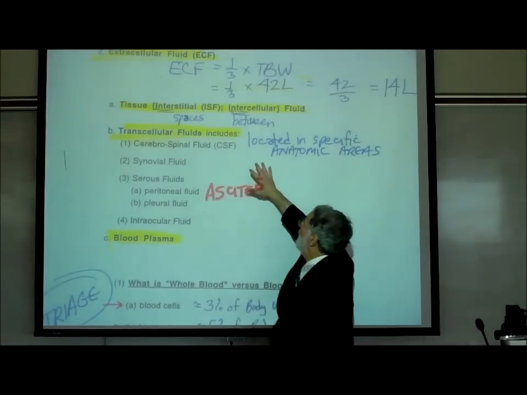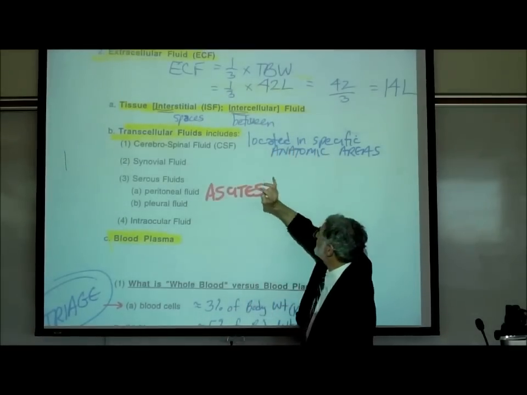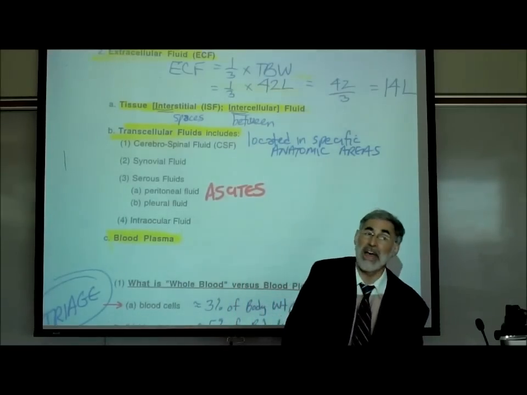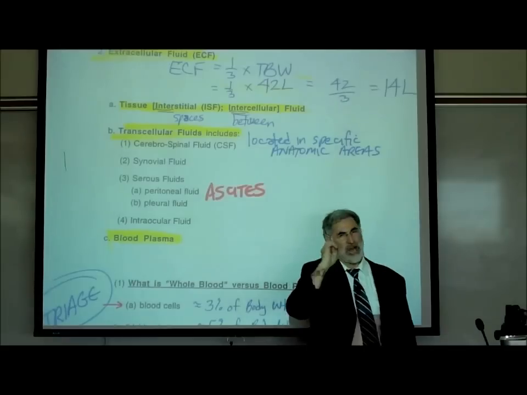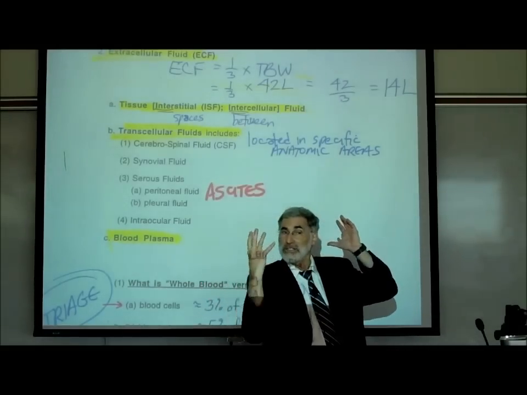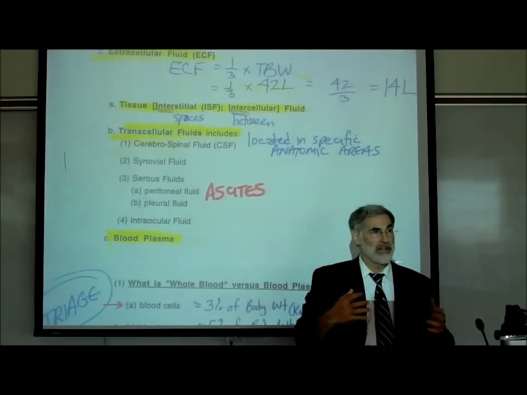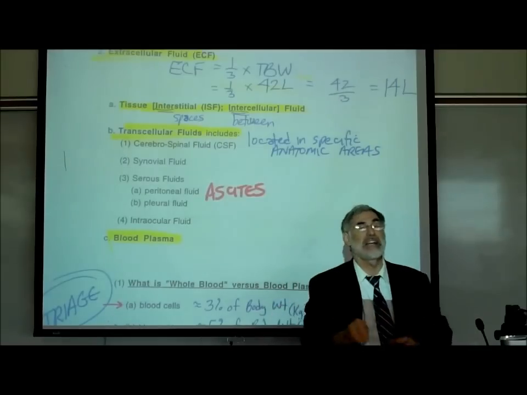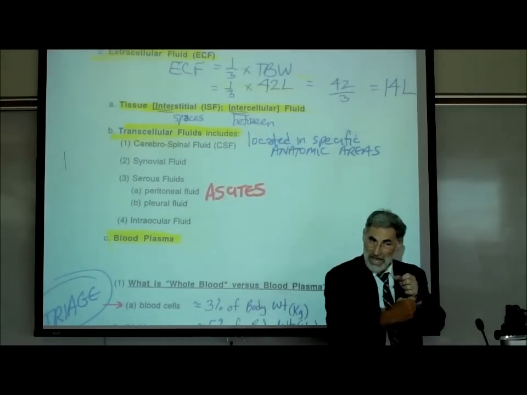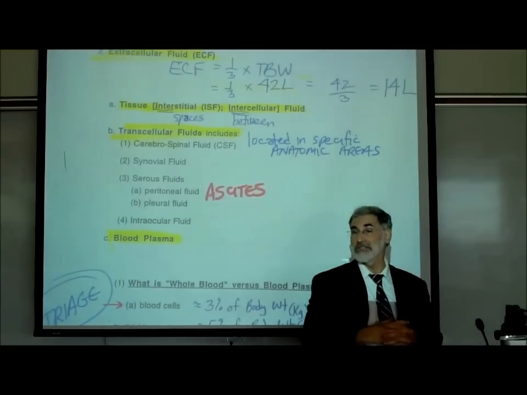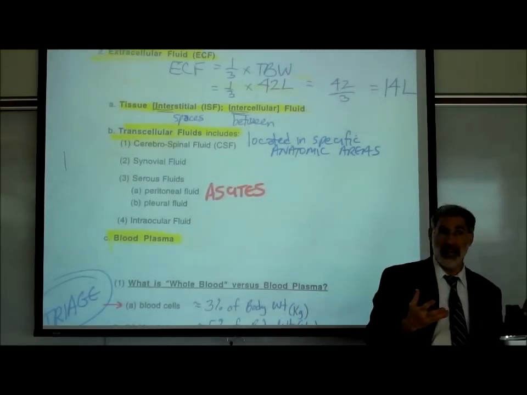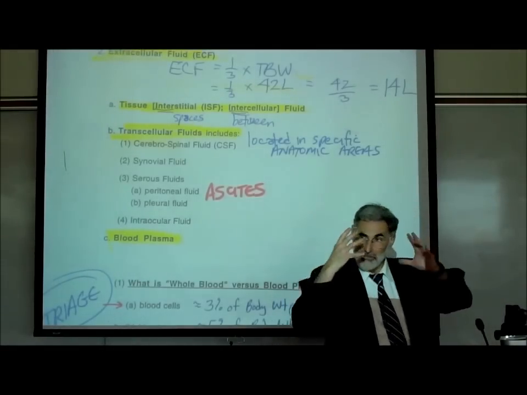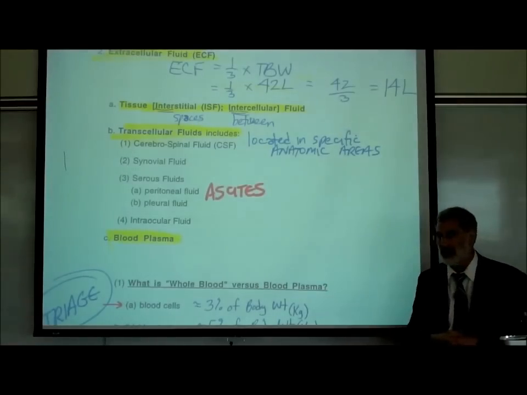Other examples of extracellular fluids located in specific anatomic areas is cerebrospinal fluid. You may have heard of that. Whether you have or not, we'll be reviewing it at another time. That's the fluid on the outside of your brain and spinal cord. There's about 100 milliliters of cerebrospinal fluid surrounding your brain and spinal cord. It's actually made within your brain, but it circulates on the outside of your brain and spinal cord. It is outside the cells, and it is confined within your skull and your vertebral column. It's contained around your brain and spinal cord.